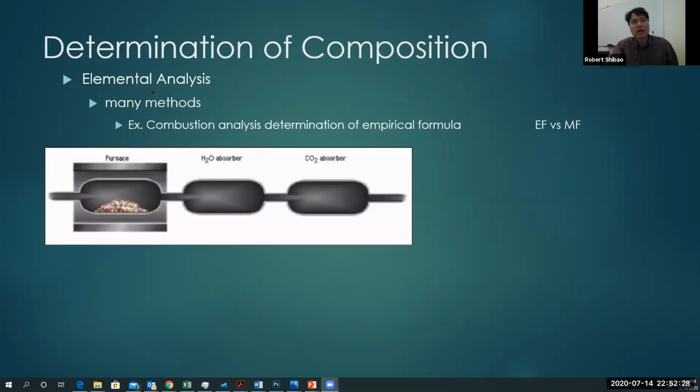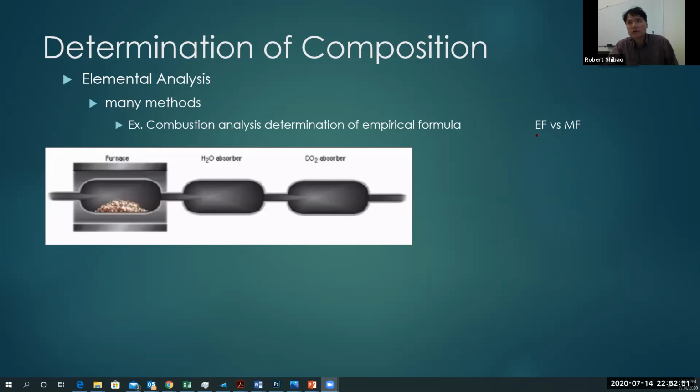We figure out what elements are present and in what quantities. Once we figure that out, then we can get the atom ratio, the formula. But typically when we do elemental analysis, we get the mass ratio first and then get the atom ratio second. There are many methods. One example is the combustion analysis, determination of empirical formula.